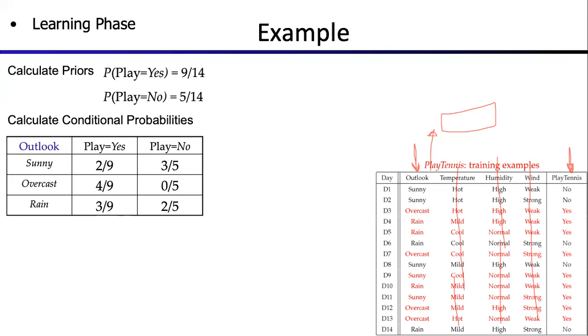So this is what you call the likelihood of outlook given play tennis, or you can call it conditional probabilities. So these are the conditional probabilities. So you calculate the conditional probability, and you repeat the same process for all the other variables that are present, or all the other evidences that you have got. So these four here are the evidences.